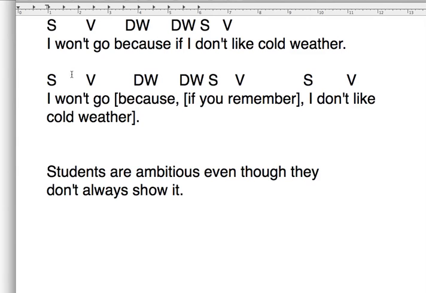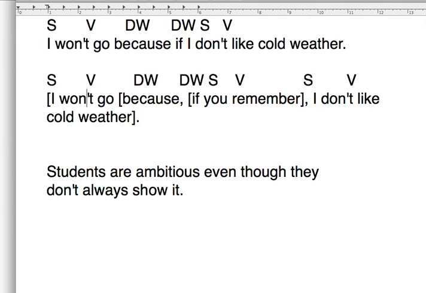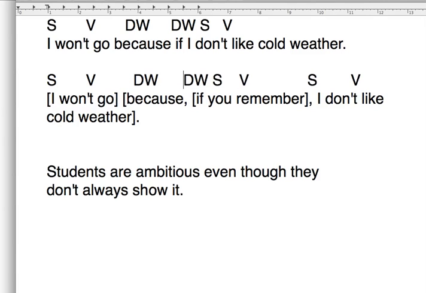Put a period there. And the whole thing begins with an independent clause, I won't go. Okay, so IC, remember when we go from an IC to a DC, no comma, but when we put a DC, a dependent clause, inside of something else, inside of an independent clause, or in this case, inside of another dependent clause, we put commas around it. So because, if you remember. So comma, if, and then remember, comma.